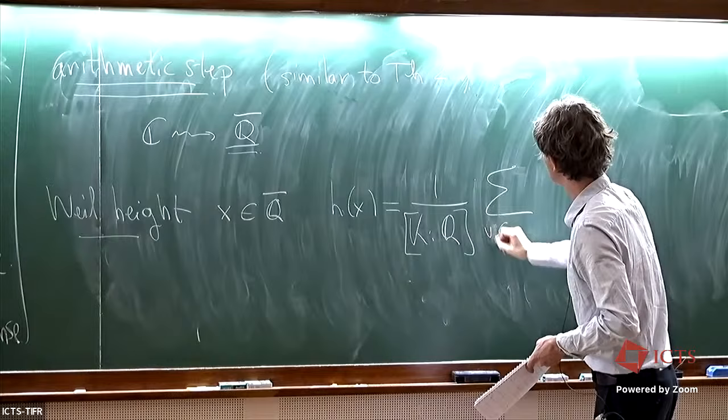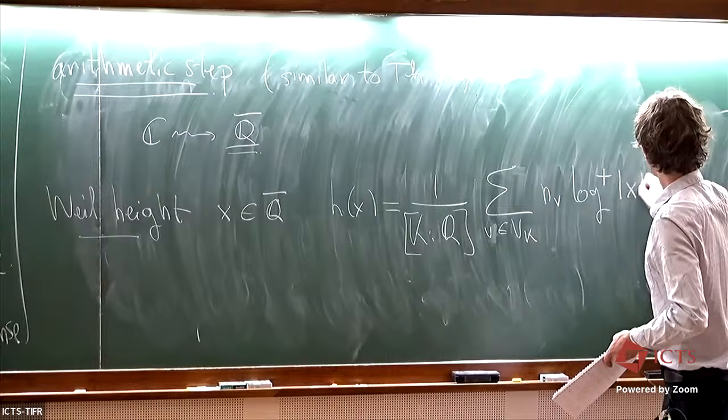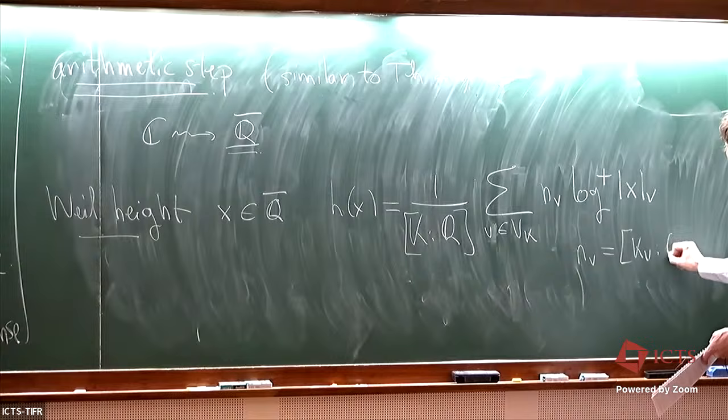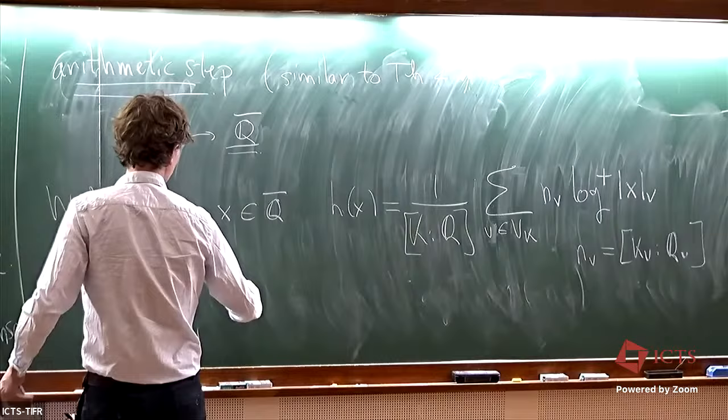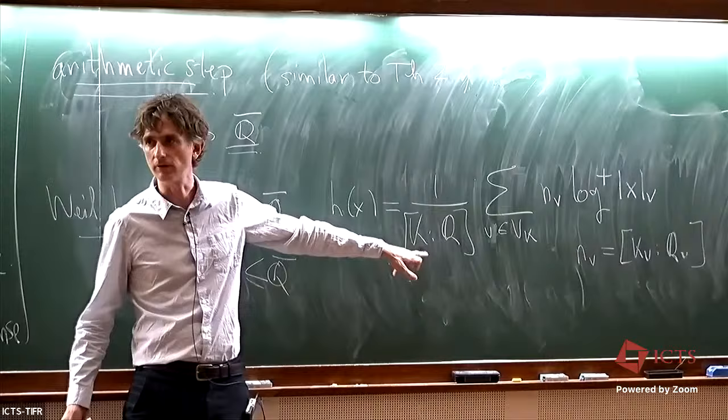It's the sum over all places v of the number field in which X belongs of n_v times the local contributions, and n_v here is the local degree. That holds if X belongs to the number field K. The interesting thing about this quantity is that it does not depend on the field K, so if you go to an extension, it's going to give you the same number.